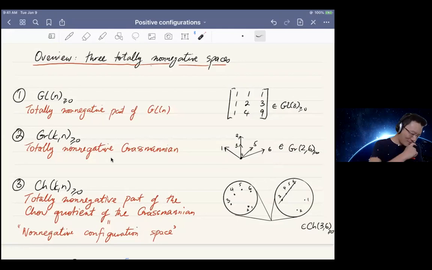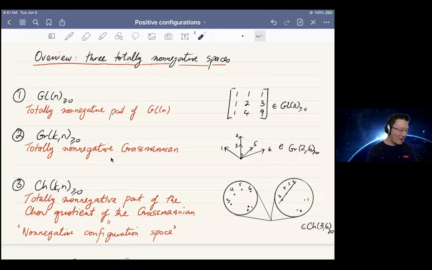And then I'd like to talk about the total non-negative part of the Chow quotient of the Grassmannian. That name is a little bit long, so for short, I'll call it either positive configuration space or non-negative configuration space. Now it's even more geometric, and as far as I know, there's no analog of a matrix to describe points in the space.